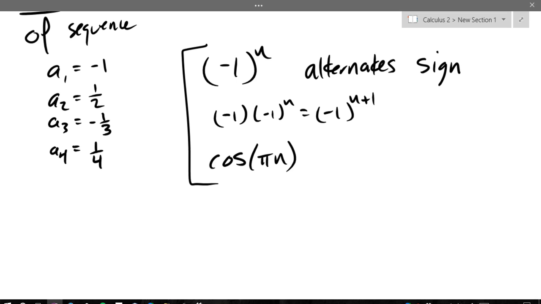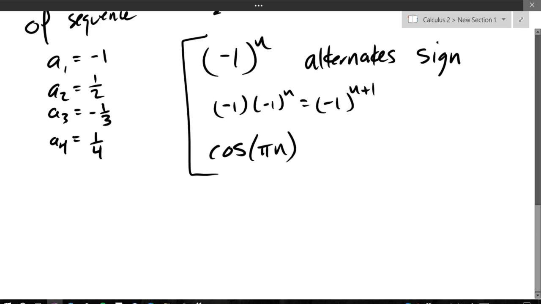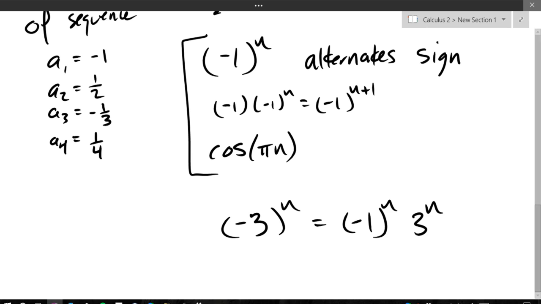You could have a sneaky way to do this. I could have rewritten a_n. No, I couldn't do it here. But something like negative 3 to the n power would also alternate, because I could write this as negative 1 to the n times 3 to the n. So I could break out the negative part, and just think of this as negative 1 to the n times 3 to the n. So you can sometimes get a sneaky alternating sign if it looks like this. You don't directly see negative 1 to the n, but there is a negative to the nth power, so it will have the alternating sign property.